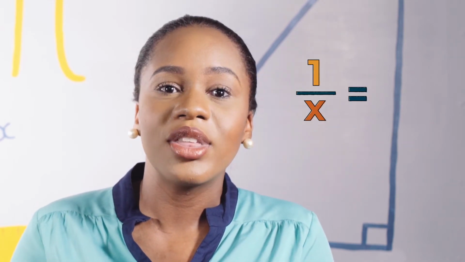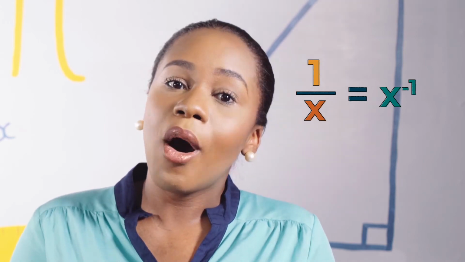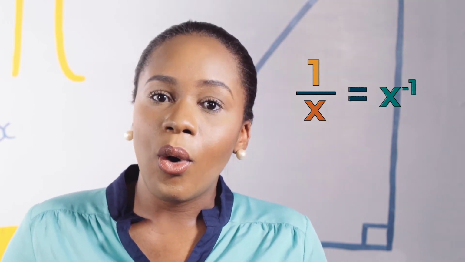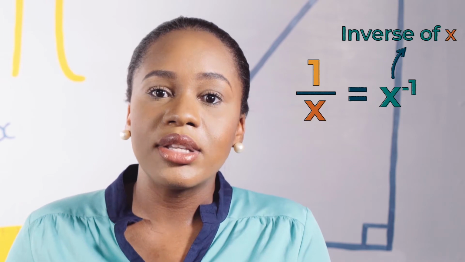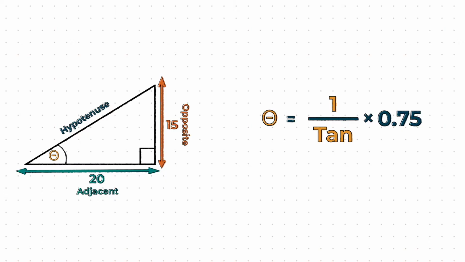Now, 1 over tan can also be rewritten another way. You see, 1 over any number is always equal to that same number to the power of -1, or as we call it, the inverse of that number. 1 over tan, therefore, is equal to tan to the power of -1, or tan inverse. That leaves us with theta is equal to tan inverse multiplied by 0.75. So now all you have to do is work it out.